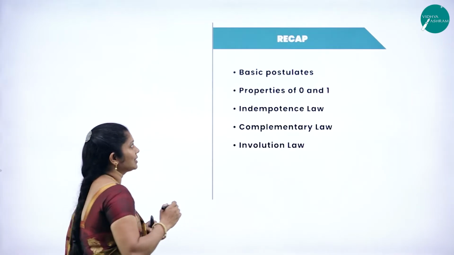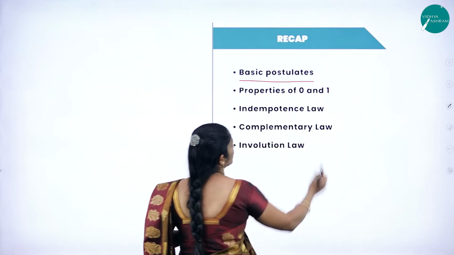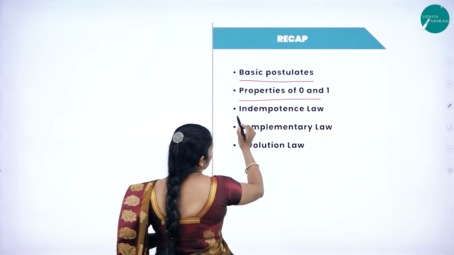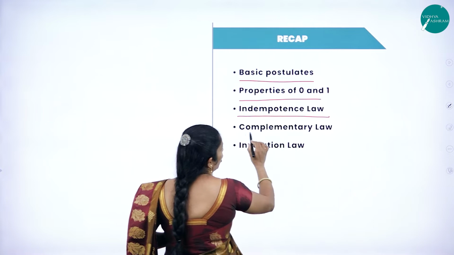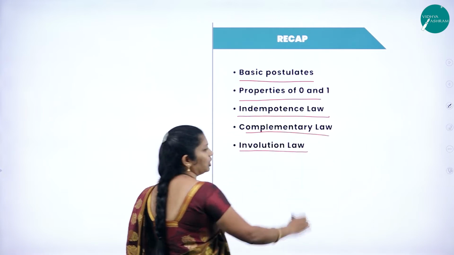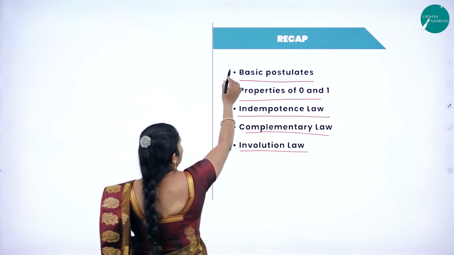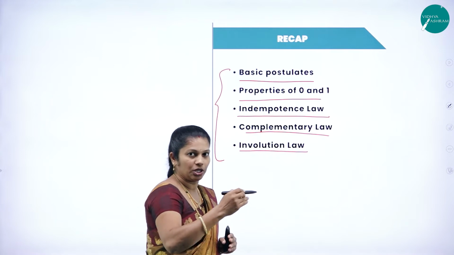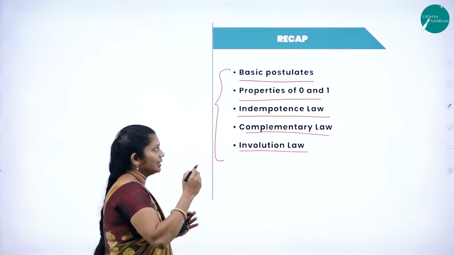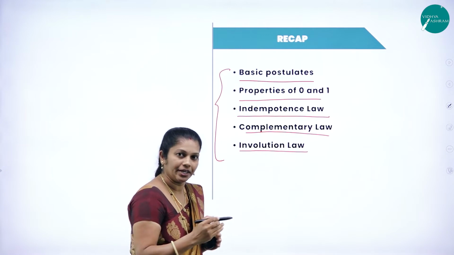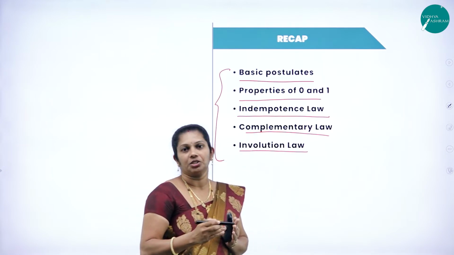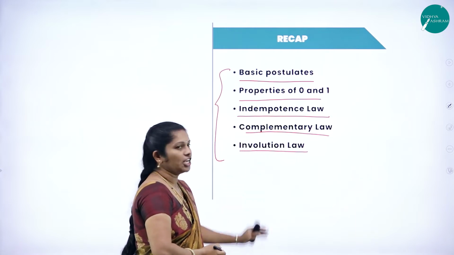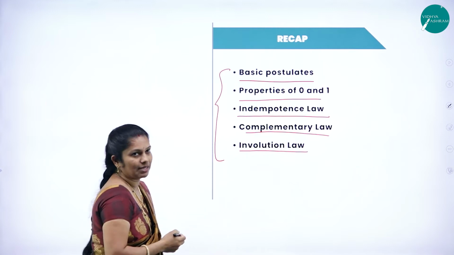In the previous class, you studied the basic postulates, then properties of zeros and ones, with independence law, complementarity law, as well as involution law. That is, under zeros and ones, what will be the equation and how to prove that; in the same way, for independence law, how to write the circuit diagram, how to prove that by using perfect induction method, then how to write the truth table for independence law, complementarity law, as well as involution law. You have studied all these things in the previous class.